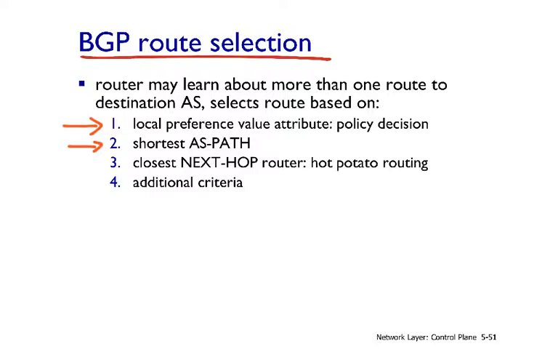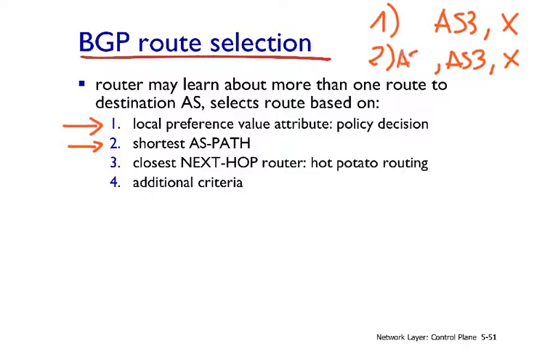For example, in the previous examples, we have two possibilities: going to X by passing through AS3, which is only one autonomous system, and the second option is to reach X, which is connected to AS3, but we have to pass through AS2. In this second case, we have two ASs. So if we have to decide, we will select this option.